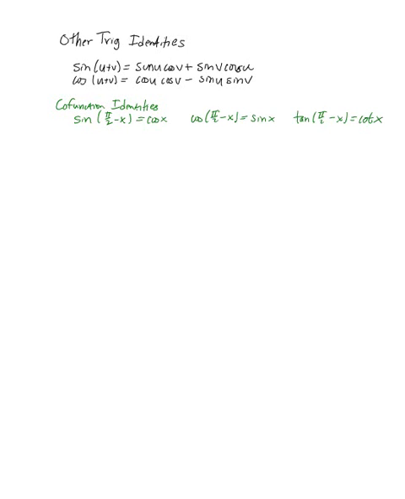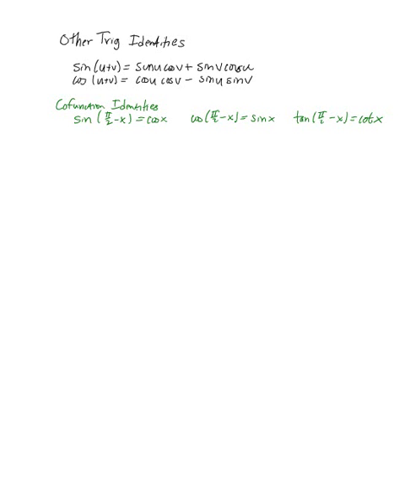Now, these really shouldn't be a big surprise if you go back and think about what we learned a few sections ago in graphing. Basically, what we have here, sine of pi over 2 minus x, that's a translation of the sine graph. If you slide the sine graph left or right by pi over 2, you see that it lines up very well with the cosine graph. And that's really all that identity says. Now, the same with the next one.